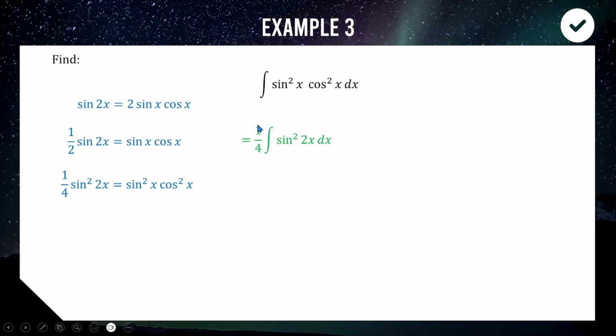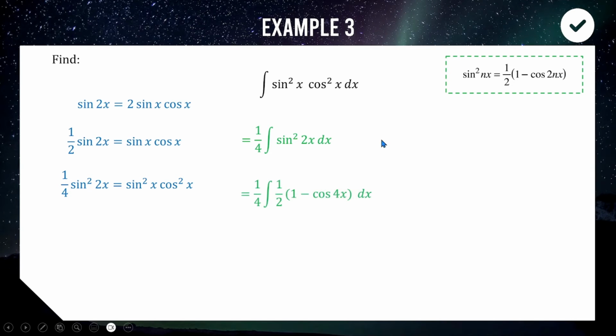Okay, so now we are integrating just sine squared. So once again, trusty formula, sine squared x equal to a half of 1 minus cos 2 times the angle x. So this in green inside our integral is going to turn into a half of 1 minus cos 4x because the angle is always being doubled. So we have a half 1 minus cos 4x dx. We can take that half out the front with the quarter and turn it into an eighth because a quarter times a half is 1 over 8.